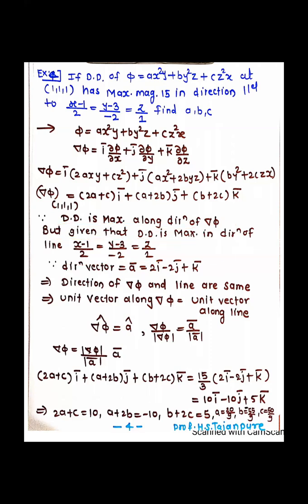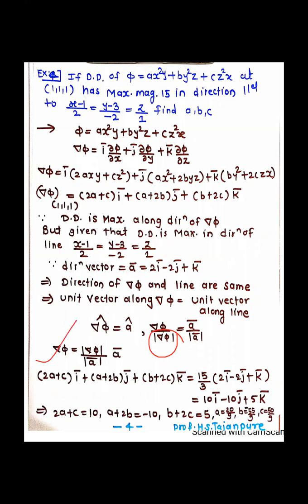See the denominators. From the denominators, we can write the direction vector. So the direction of del phi and the direction of the line are the same. And as the directions are the same, the unit vector along del phi is equal to the unit vector along the line. Unit vector along del phi is del phi cap, and along a bar it is a cap. So del phi cap is del phi upon its magnitude, and a cap is a bar upon its magnitude. Now I have just shifted the magnitude of del phi to the right hand side, and you will get this equation.